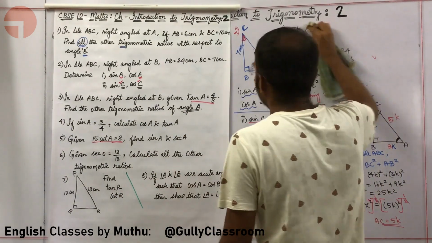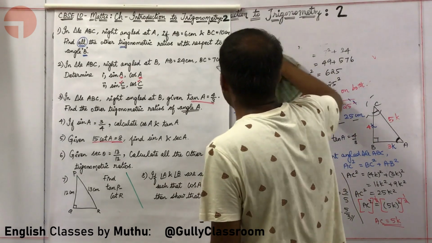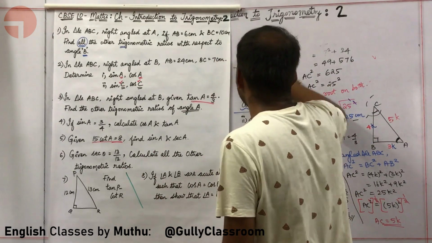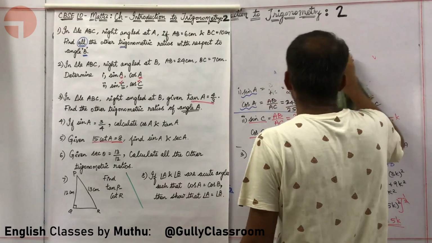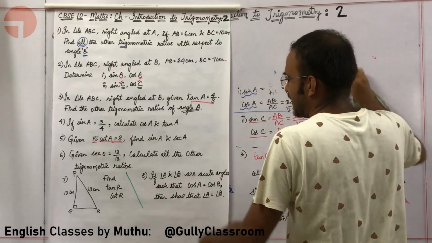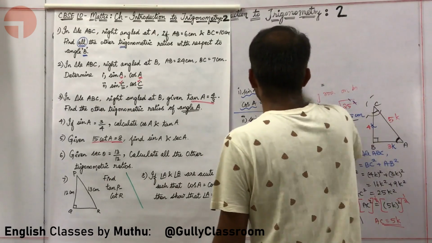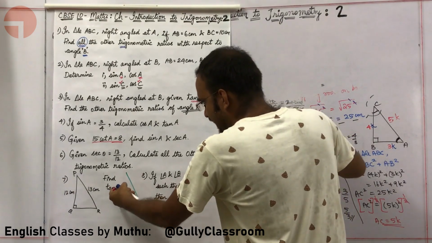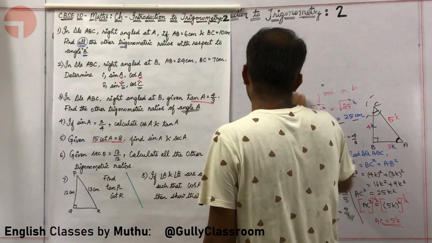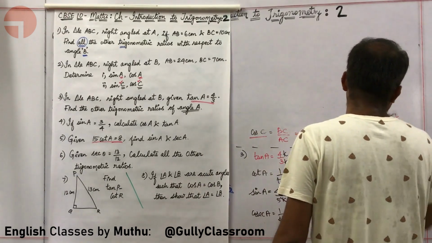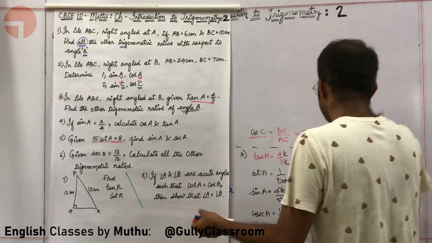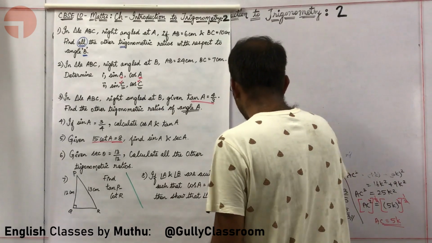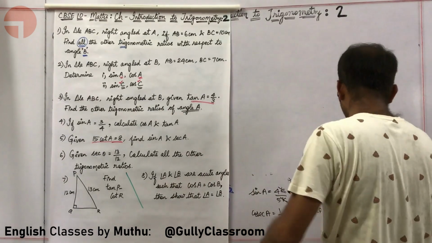Okay, sir. What about the 7th problem? What is the idea behind the 7th problem? Kindly look at the 7th problem. What have they given? They are asking us to find tan capital P minus cot capital R, and they have simply given a triangle. Okay, let us draw that particular triangle over here and do that problem.